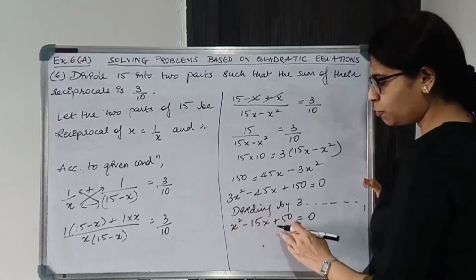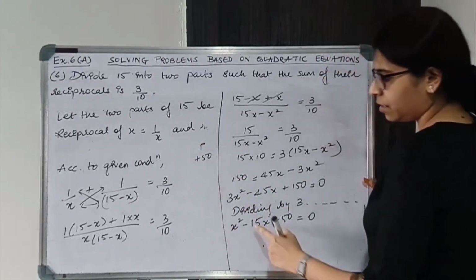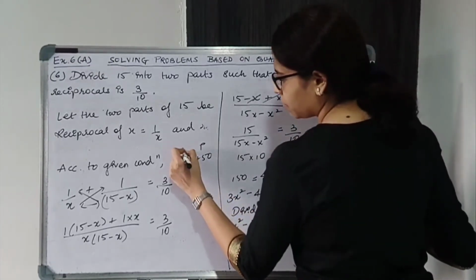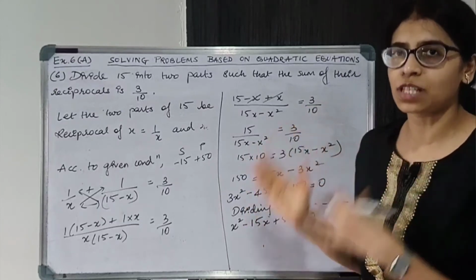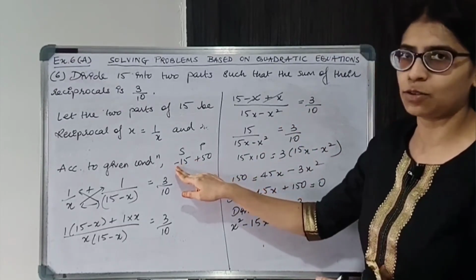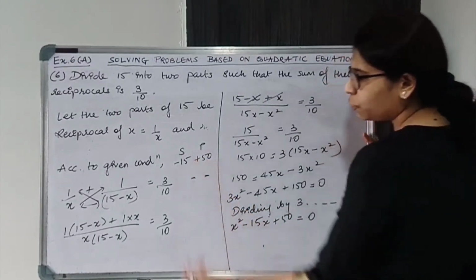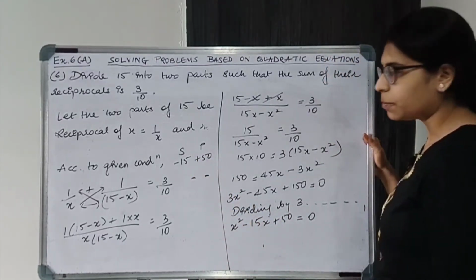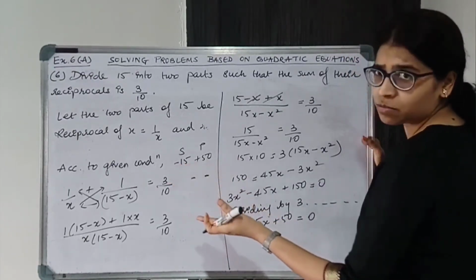Now 1 into 50. 50 is the product and the sum is minus 15. Product is positive, it means both the numbers have the same sign. What sign? The sum will tell you. Both are negative. Okay, so both the factors are negative. So find the factors of 50. Okay, factors of 50 are very easy. Here we can say 5 and 10.